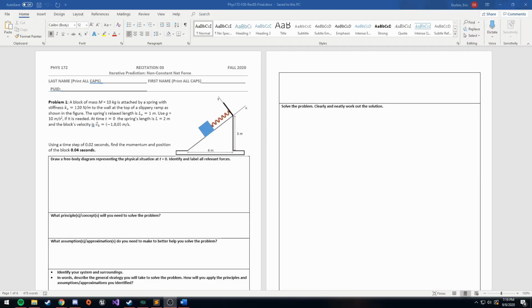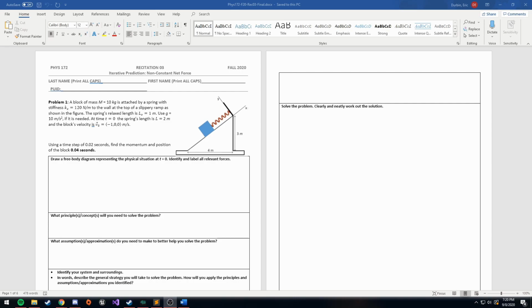Free body diagram. Do we want to leave it on the angle? Sorry, repeat that? So the first question is asking us to draw a free body diagram. Do we want to leave it on the angle that it's at? Do you guys see that? Yeah, yes.